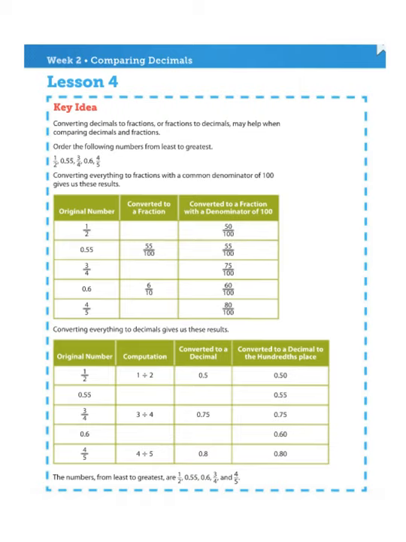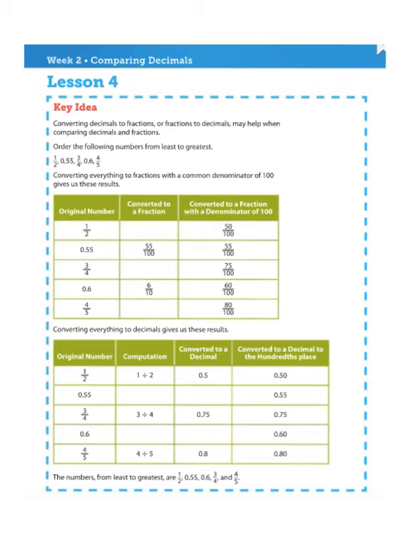In lesson 4, we're going to be converting decimals to fractions and fractions to decimals. This will help when we are comparing decimals and fractions, so we're going to work on ordering numbers. They want us to order the following numbers from least to greatest. That is going to be hard to do when these fractions are not turned into decimals. So they're going to take the fraction and turn it into a decimal, and then they will put the decimals in order.